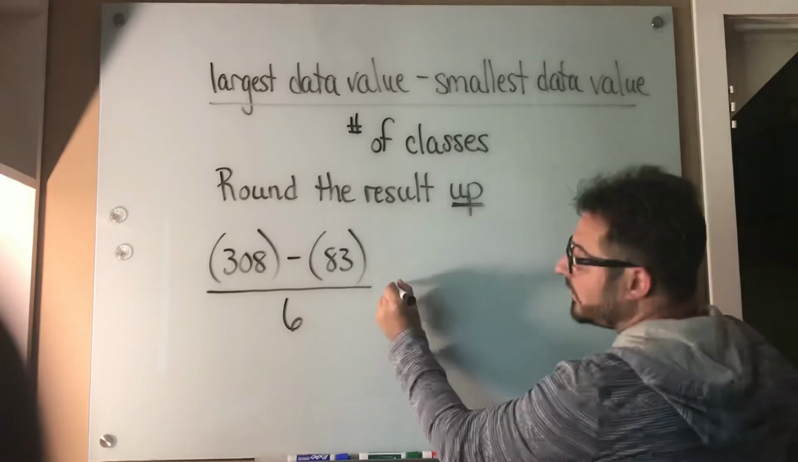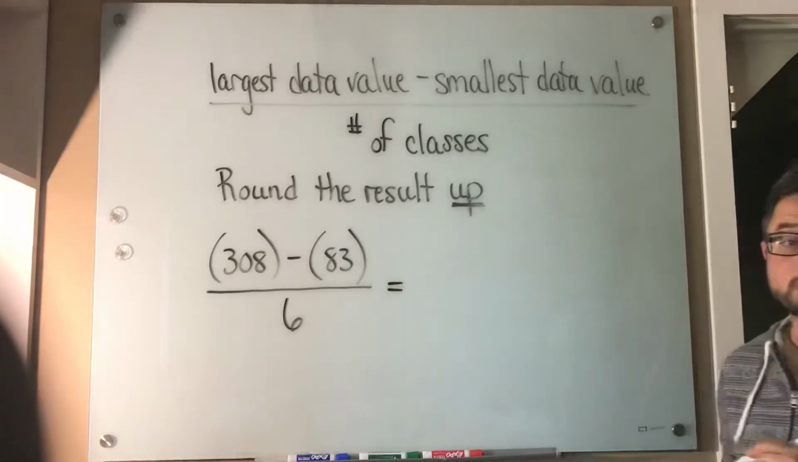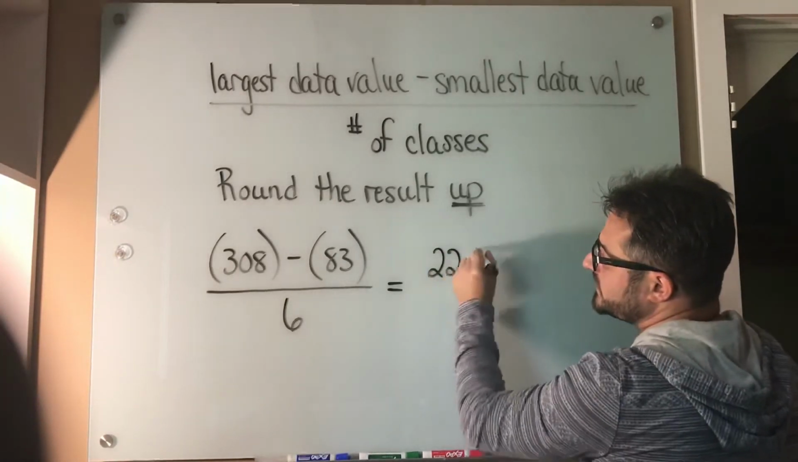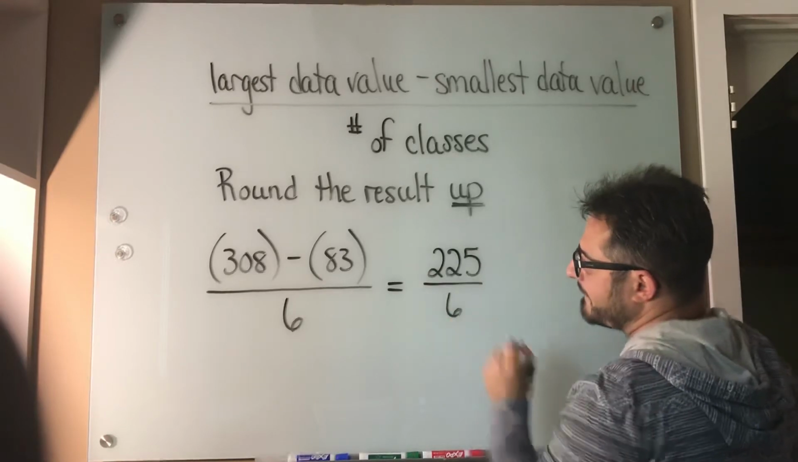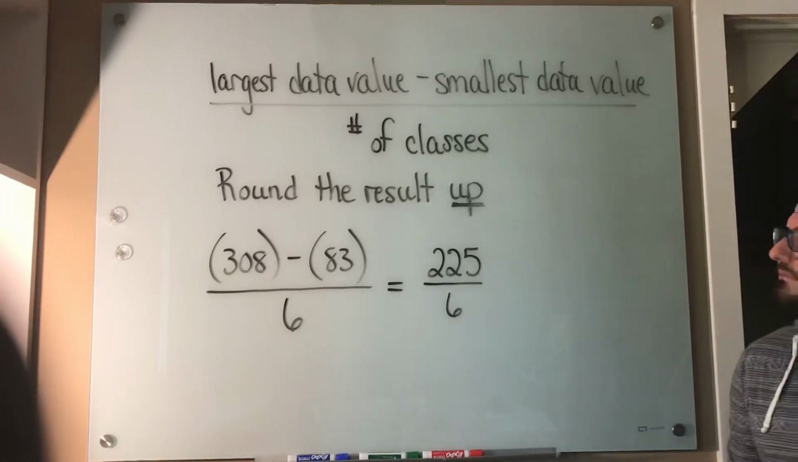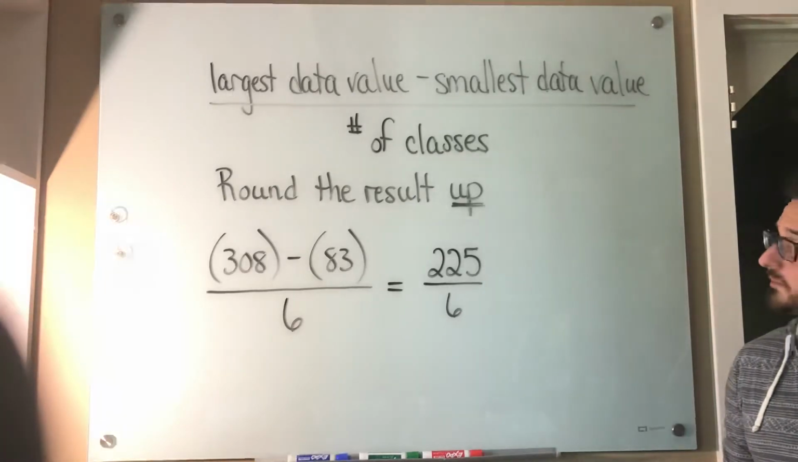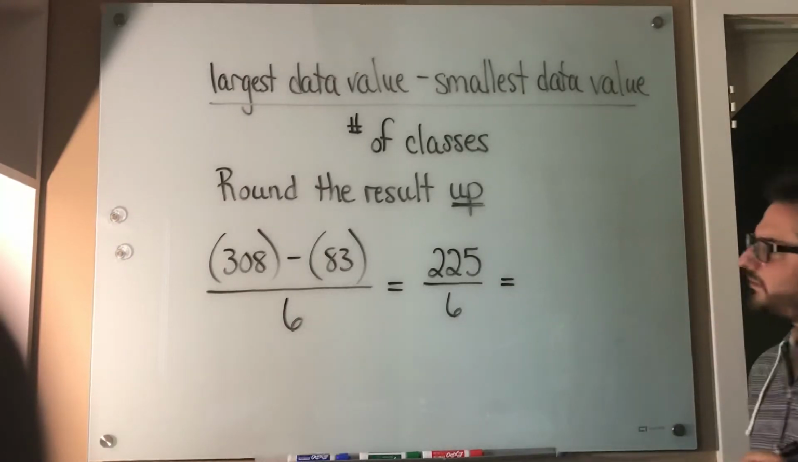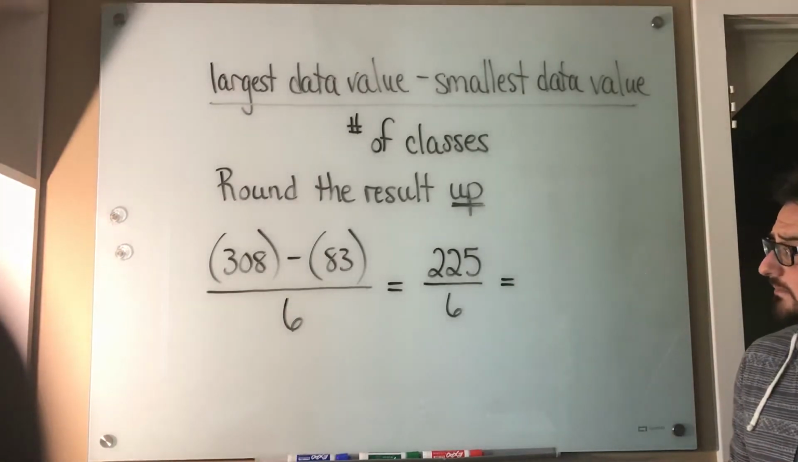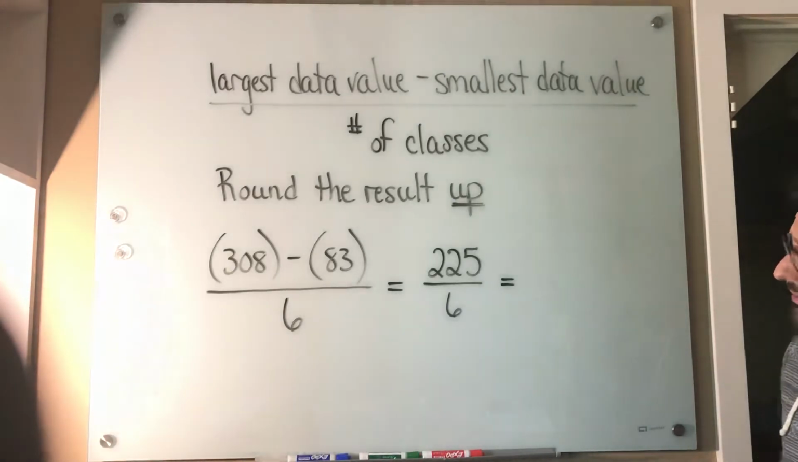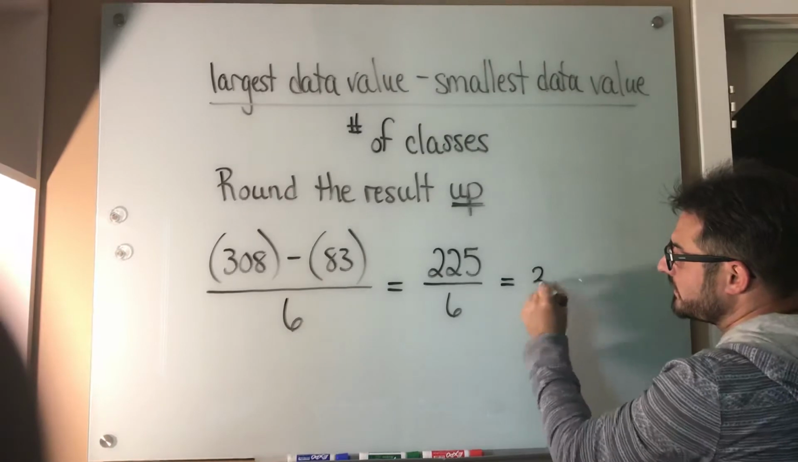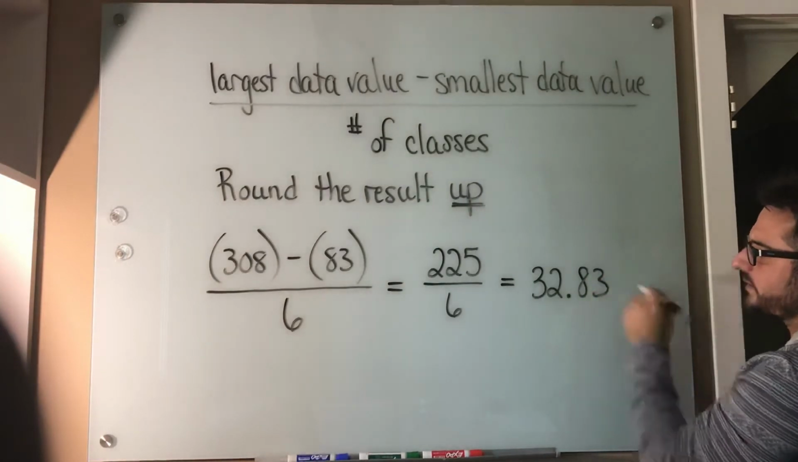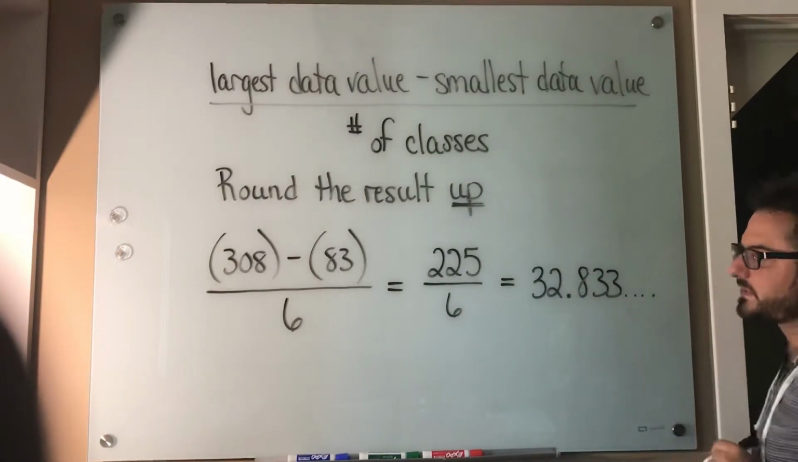So, always feel free to use a calculator. It's at your disposal. Might as well use it. 308 minus 83 is 225. 225 then, divided by 6. Well, let's see. 6 would go into 210, 35 times. So this should go in 32.83 repeating times.